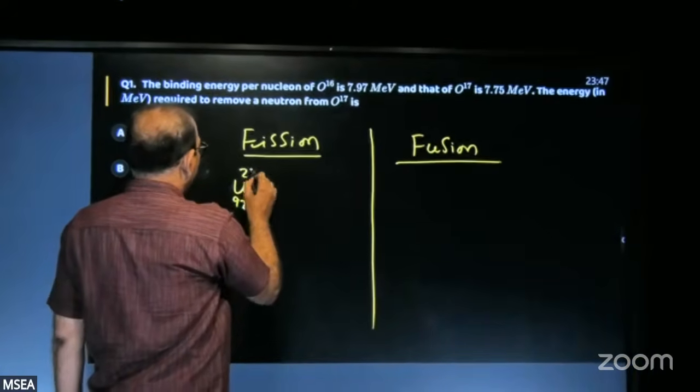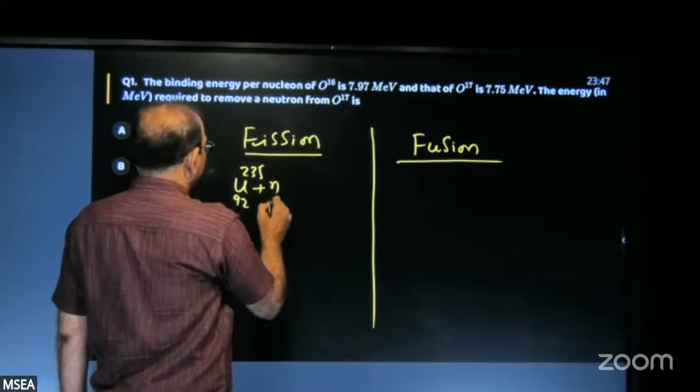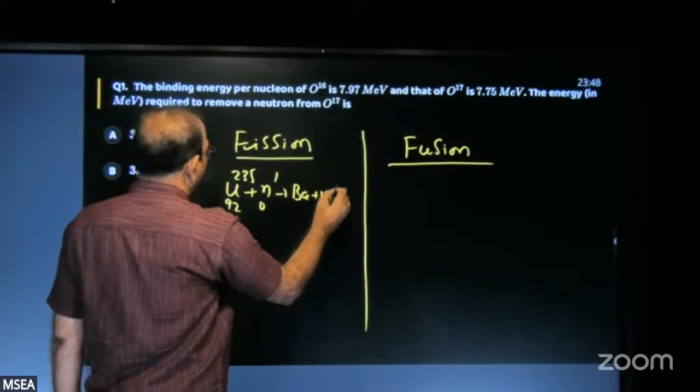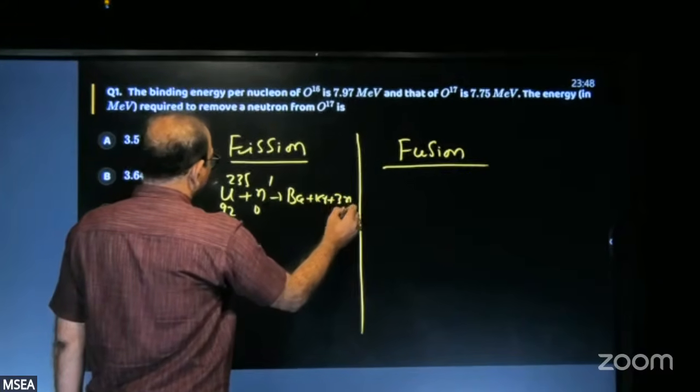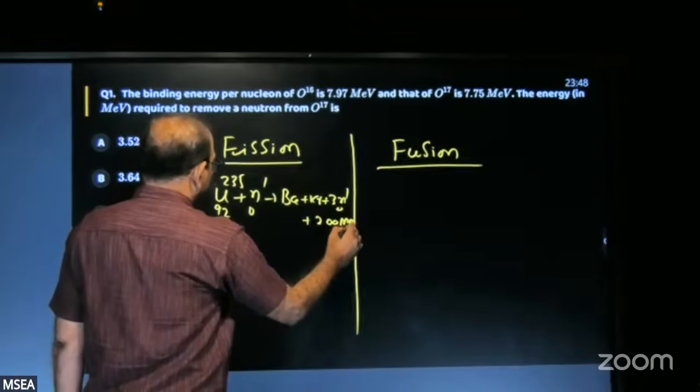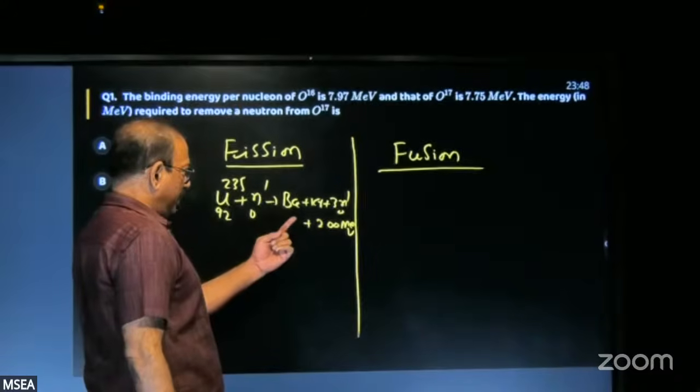Uranium, for example: if bombarded with a neutron, it splits into barium and krypton, releasing 3 neutrons and nearly 200 MeV energy in one fission reaction.